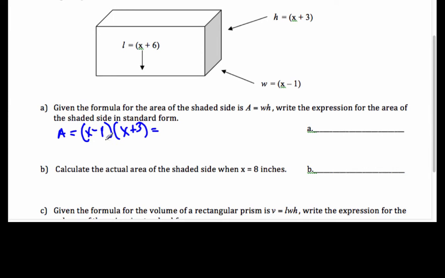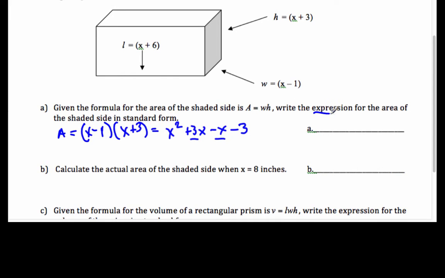Well, I'm going to use FOIL. I'm just going to multiply everything out. So x times x is going to give me x squared. X times plus 3 is positive 3x. Negative 1 times x is negative x. Negative 1 times positive 3 is negative 3. We got to combine our like terms.